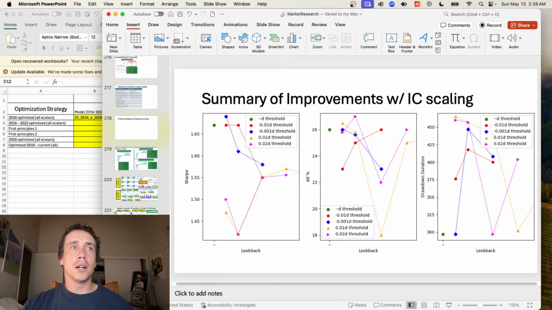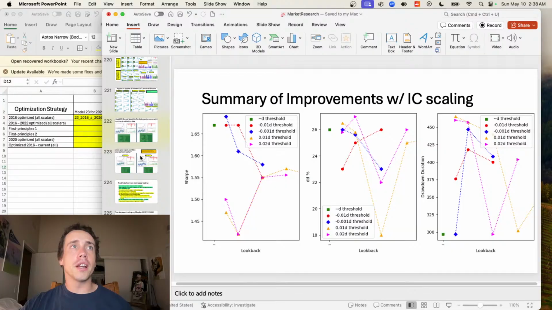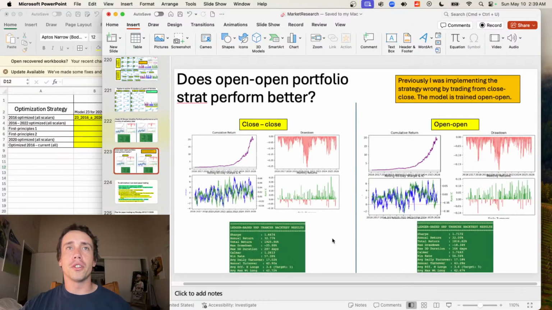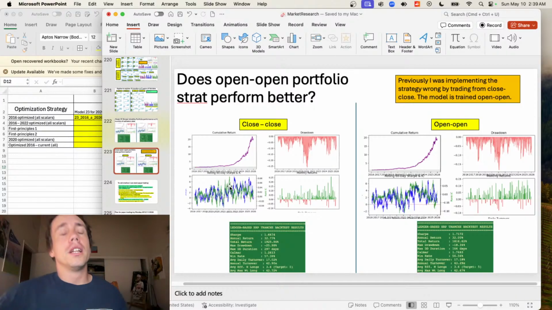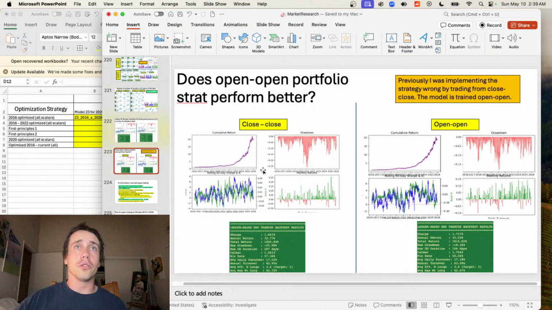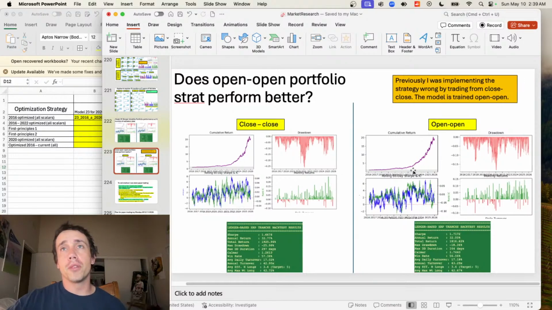Now, one thing I found out, something important this morning, is that I was implementing the portfolio strategy wrong. The model's trained to go from open to the open over 5 days from now, and the portfolio strategy I was implementing went from the close to the close. So I changed it to go from open to open, and this improved it actually substantially.